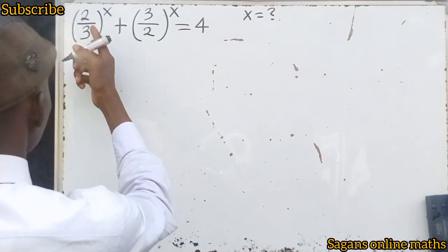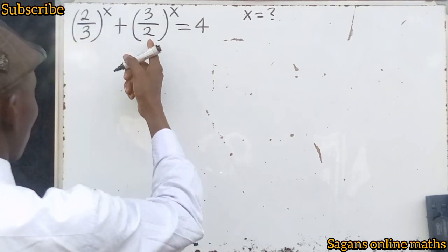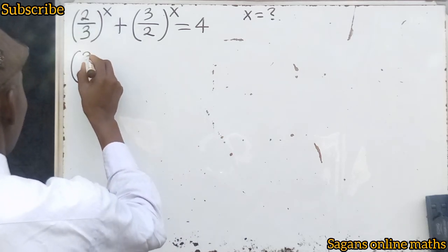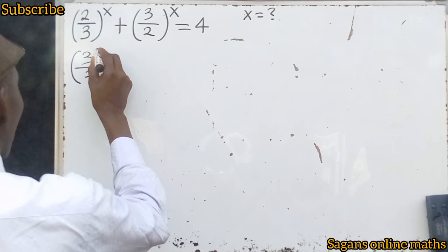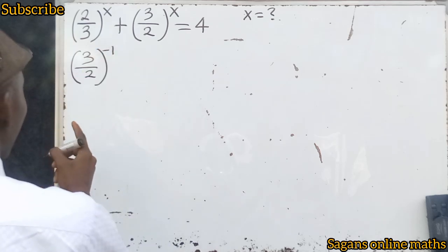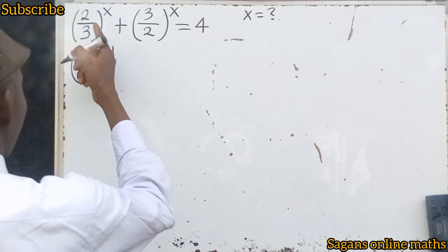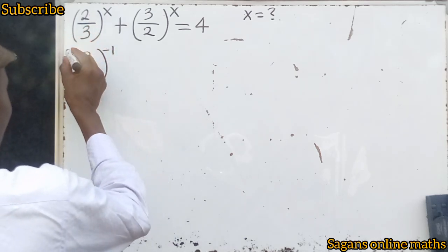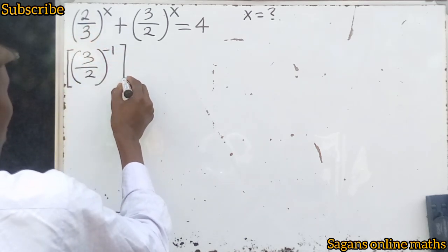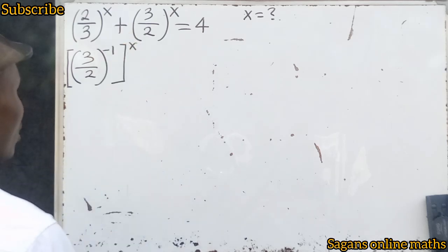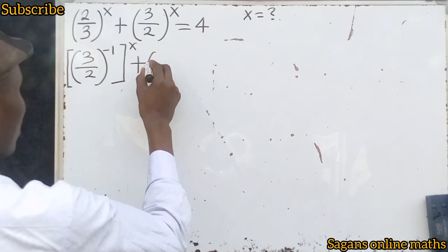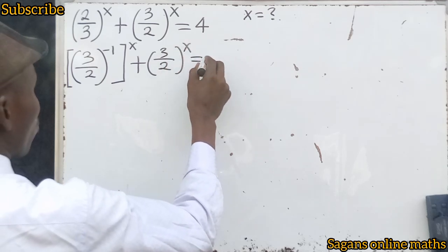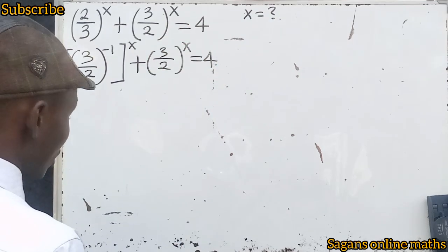Now you have here 2 over 3 and here 3 over 2. Do you know that I can also write this as (3/2)^-1? Because (3/2)^-1 is the same as 2 over 3 if I simplify it. Then all to the power of x, plus (3/2)^x equals 4. This is interesting, right?